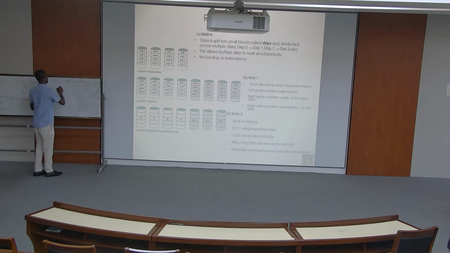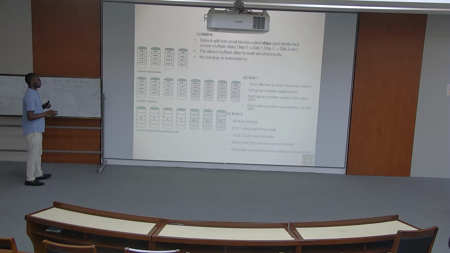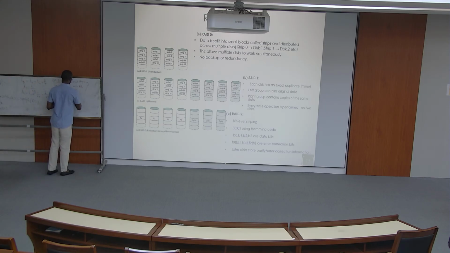Here we have B0, B1, B2, and B3, which are data bits. Then we have F0B, F1B, F2B, and so on up to F3B. These are what we call error correction bits.